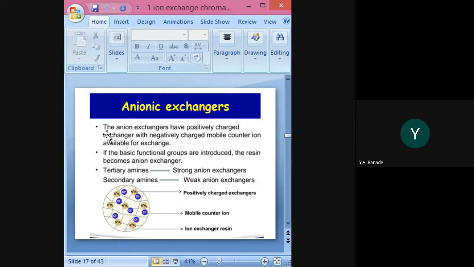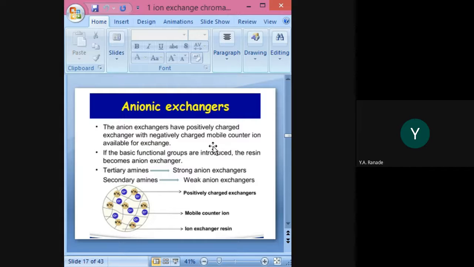So exactly what is an anionic exchanger? Anionic exchangers have a positively charged exchanger with a negatively charged mobile counter ion available for exchange. Whatever is attached over here and is ready for exchange is a negative ion, whereas the exchanger itself, along with the inert stable support, is positively charged. The bond between the functional group of the resin and the inert material is covalent, so that there is no leaking. But the bond between the positive and negative, in the case of the anionic exchanger, the functional group and the mobile counter ion, is what is being exchanged.